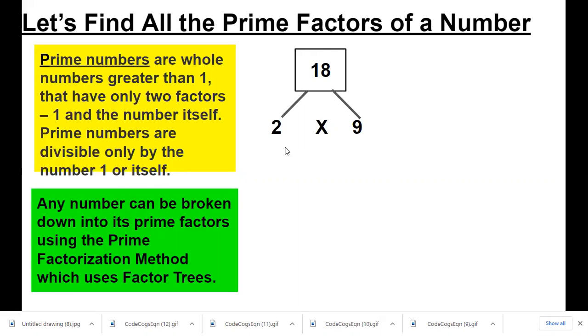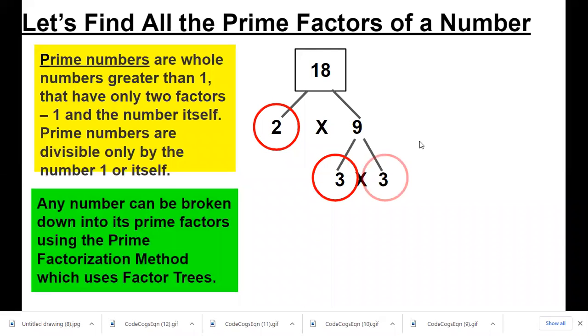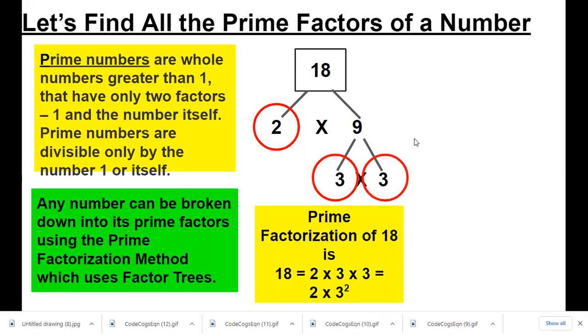So now when I multiply 2 times 9, I'm going to circle the 2 because that's a prime number. I can't split that any further other than 2 times 1, right? So it's going to stay circled. I still have to split 9. What can I multiply together to give me 9? 3 times 3. And notice how 3 and 3 are both prime factors. So I'm going to circle them. So there I have all the prime factors of 18.